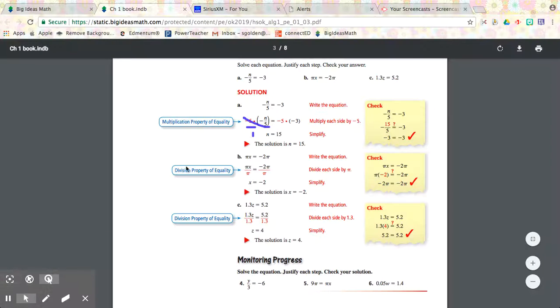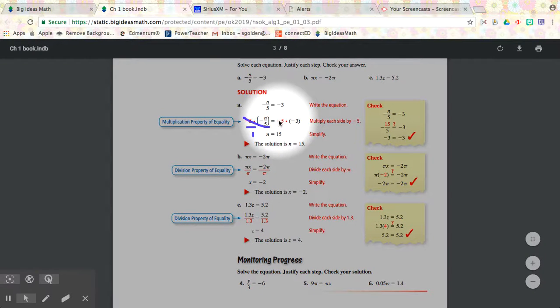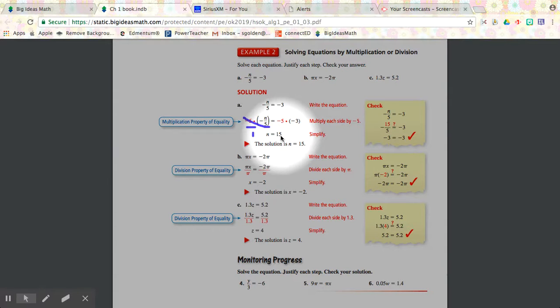So now, if I come back, on this side of the equal sign, we have -5 times -3. A negative times a negative makes a positive, and 5 times 3 is 15. So our solution is n equals 15. If you come over here and check it, we plug 15 on top. So 15 divided by -5 is -3. So that's our solution.